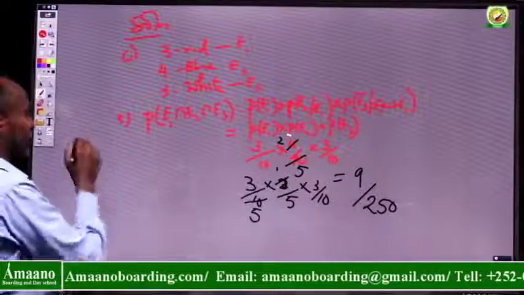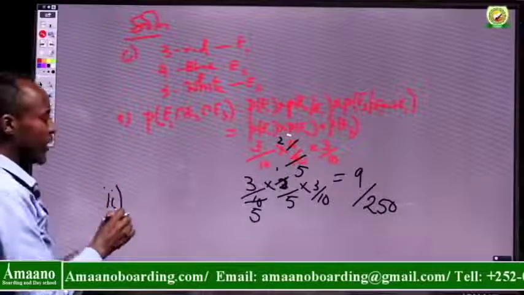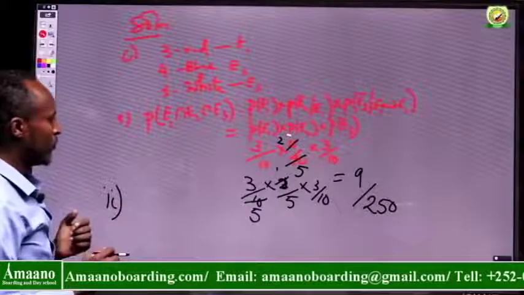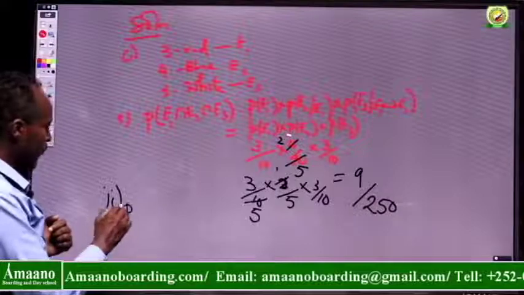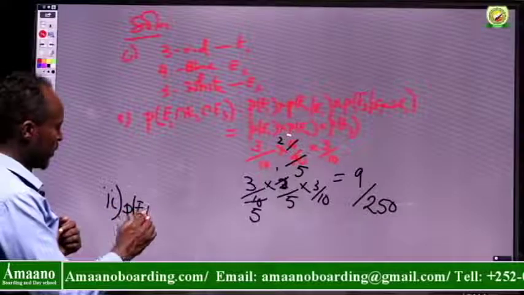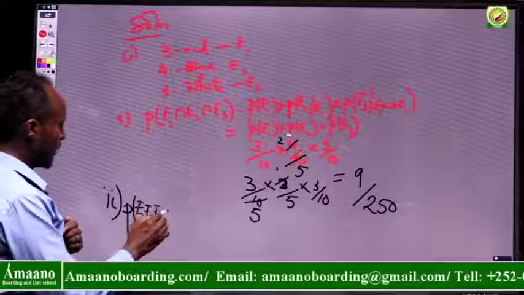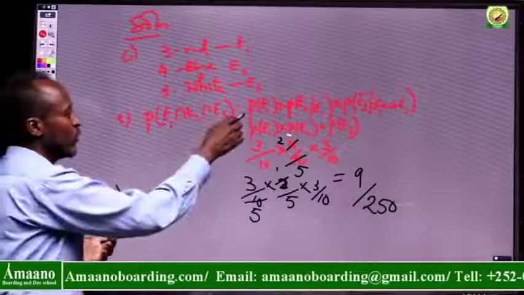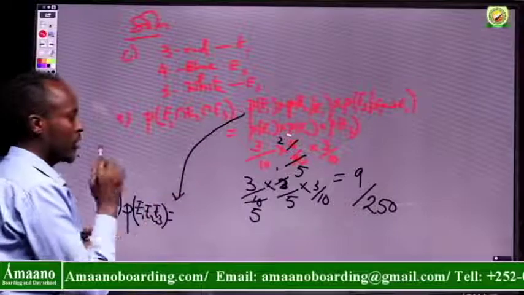Number Roman 2, there is no replacement. There is no replacement in this case. If there is no replacement, we have the probability of getting E1, E2, E3, that's the intersection. In this case, there is no replacement, so we will use this formula.